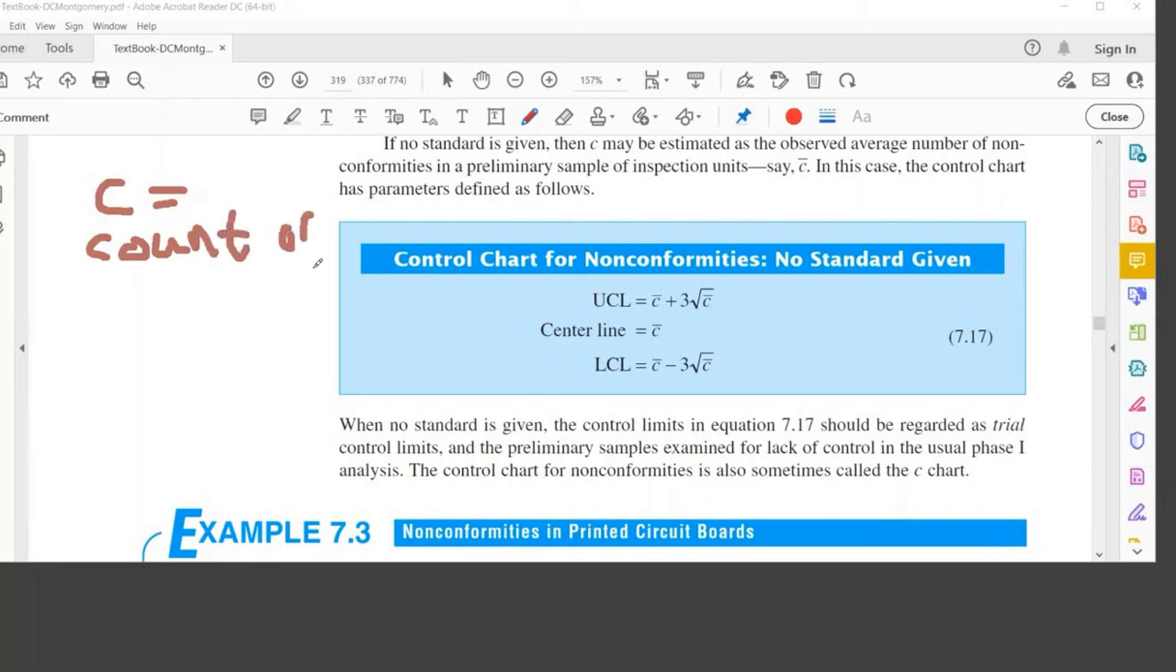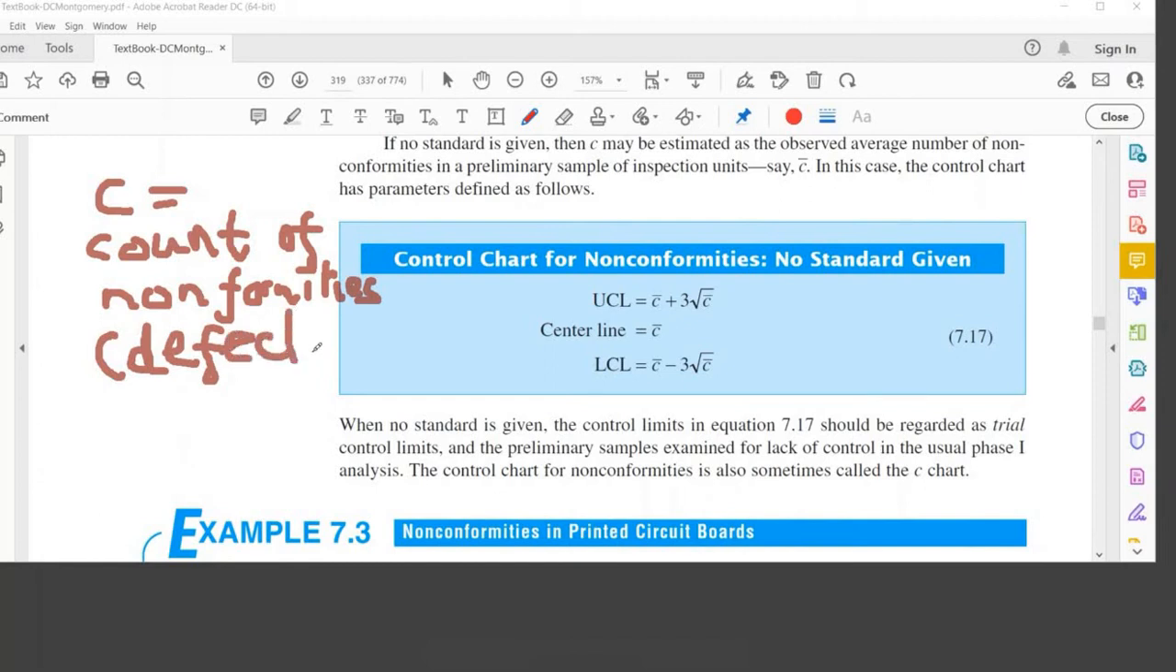Count of non-conformities. Another way to say it, number of defects. Count of non-conformities or count of defects. For example, you send a document for a typist to do. You can count how many mistakes he made on one page of paper. We can use this simple control chart.